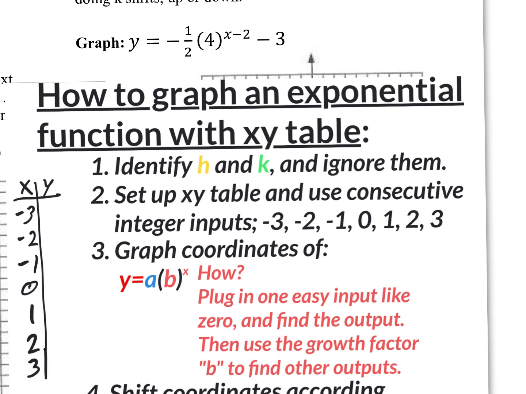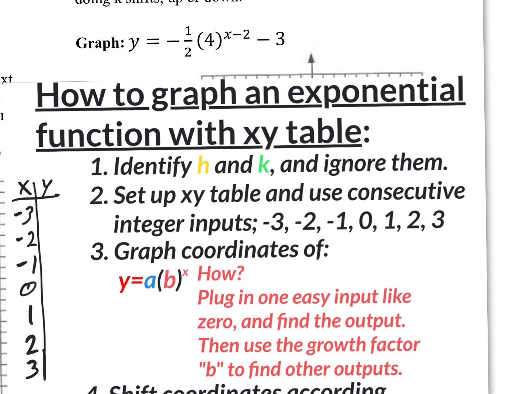Step one says identify H and K. So could you guys look at that original graph and tell me what H is? H equals what? Yep, you think opposite of what you see right there. So that'll be H is a +2. How about the K value? What's the K value? -3. Perfect. Nice and easy, right? So step one's easy. Identify H and K and then ignore them.